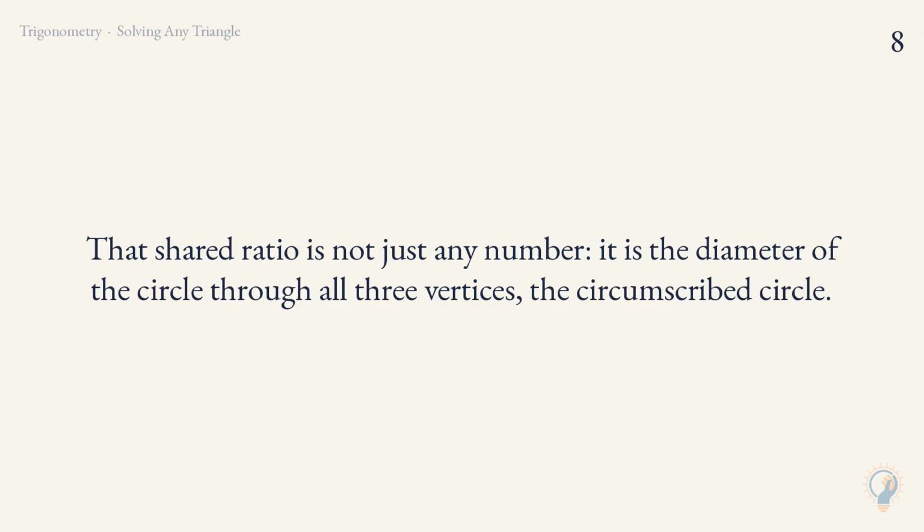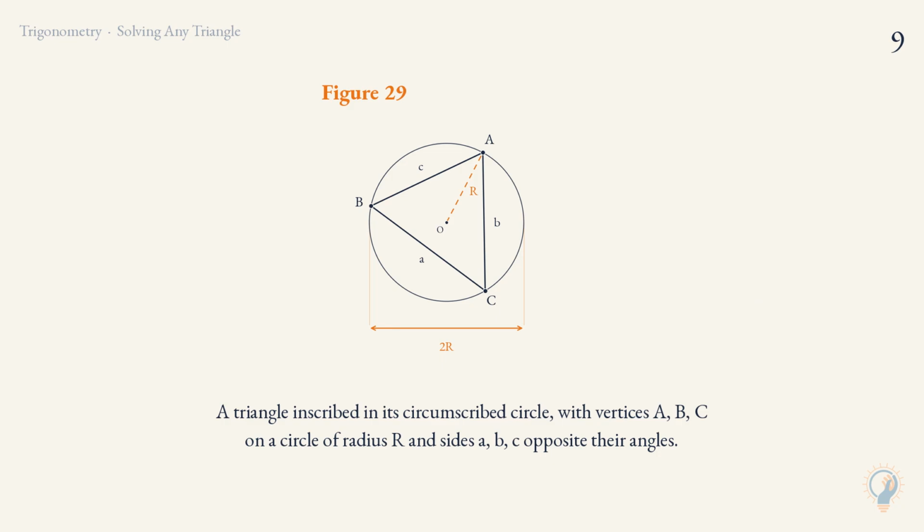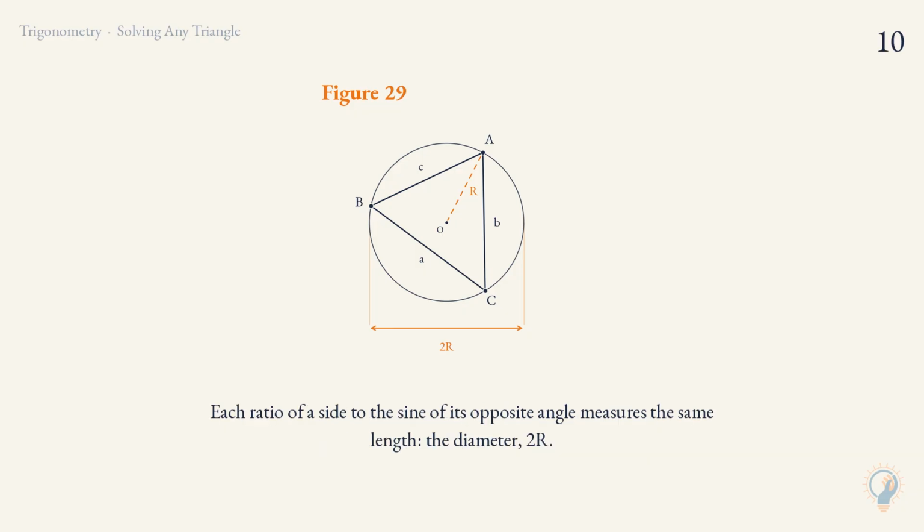That shared ratio is not just any number. It is the diameter of the circle through all three vertices, the circumscribed circle. Figure 29. A triangle inscribed in its circumscribed circle, with vertices A, B, and C on a circle of radius r, and sides a, b, and c opposite their angles. Each ratio of a side to the sine of its opposite angle measures the same length, the diameter 2r.